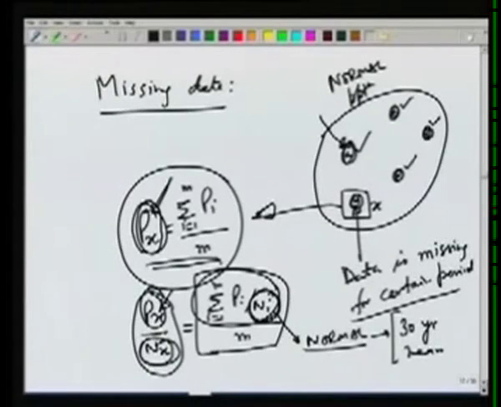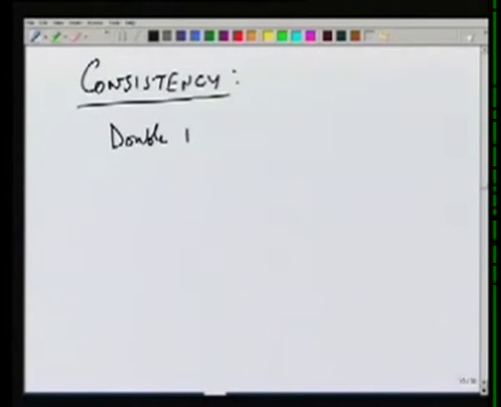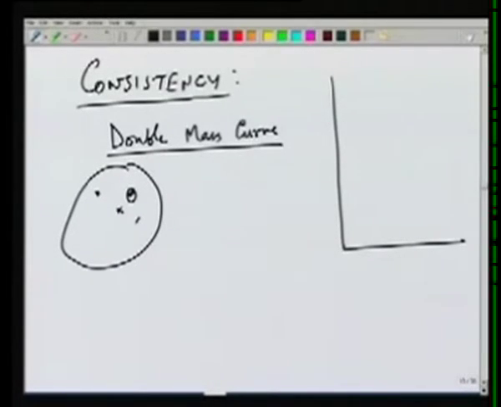Once we have completed the record by filling in the missing values, we should check on the consistency. So for checking the consistency, we use a procedure which is commonly called the double mass curve analysis. And the double mass curve, again, if we have a gauge here and we want to check its consistency, we have some surrounding gauges also. Generally about 10 gauges are taken, or neighboring gauges.